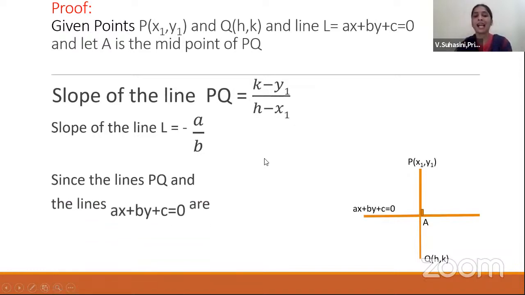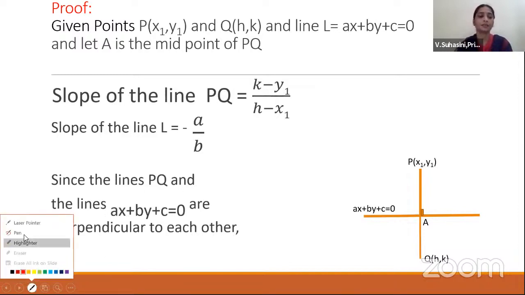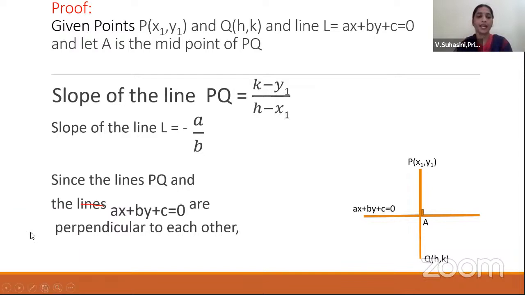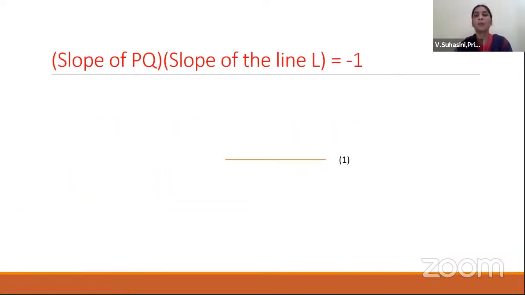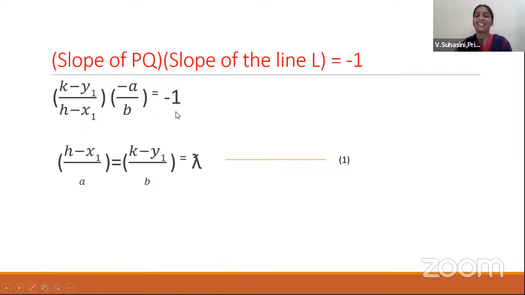Since the lines PQ and ax + by + c are perpendicular to each other, we get the slope of the line PQ times the slope of the line L is equal to -1. Slope of the first line, that is PQ, (k - y1)/(h - x1), times the slope of the line, -a/b, is equal to -1. Observe, dear children, is it not the same as our previous proof of the perpendicular? Yes, it is. So (h - x1)/a = (k - y1)/b, suppose we take this as lambda, same as the previous statement.